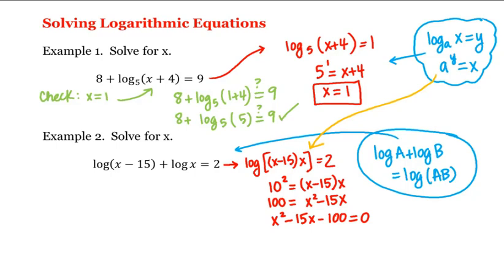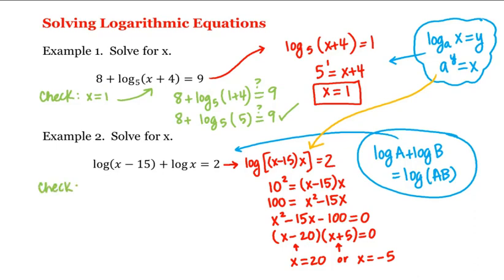And now let's factor the left-hand side. It factors into x minus 20 times x plus 5. And now we have a product of factors equal to 0, which means either the first factor is 0 or the second factor is 0. When the first factor is 0, that means x is equal to 20. And when the second factor is 0, that means x is equal to negative 5. But remember, we have to check these answers.